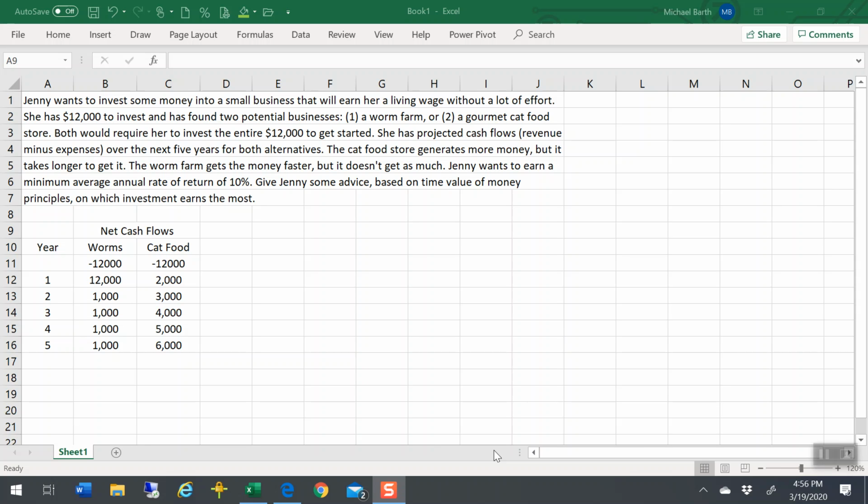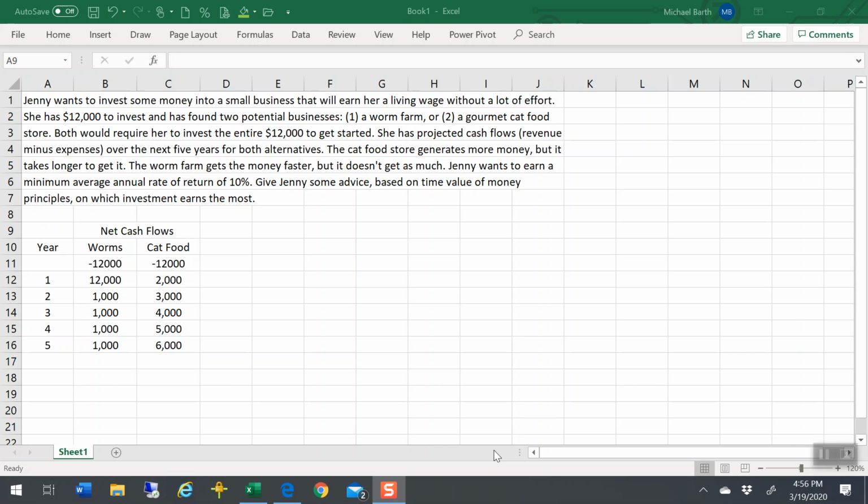All right, this problem: Jenny wants to invest some money in a small business that will earn her a partial living. She's got 12,000 bucks and is looking at two potential businesses. One is a worm farm, the other is a gourmet cat food store.